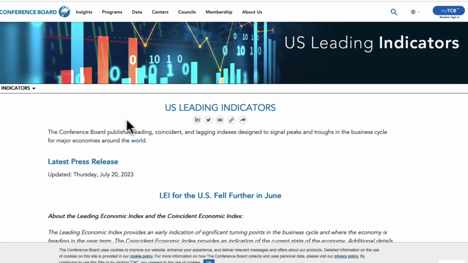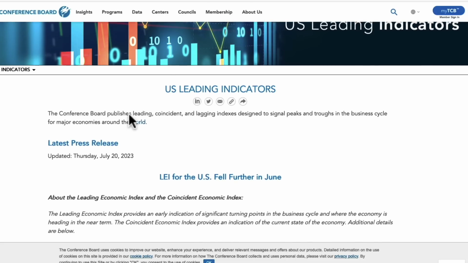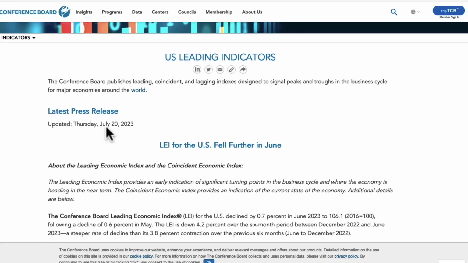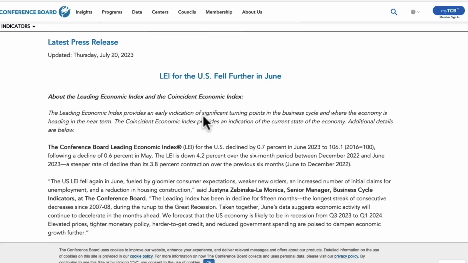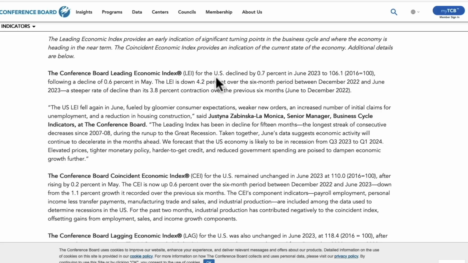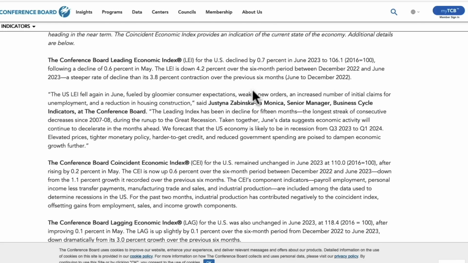Okay, before we get to earnings, I said I'd put this up here. U.S. leading indicators, released Thursday, July 20th. LEI for the U.S. fell further in June. LEI for the U.S. declined 0.7% in June 2023 to 106.1, following a decline of 0.6% in May. LEI is down 4.2% over the six-month period between December 2022 and June 2023, a steeper rate of decline than its 3.8% contraction over the previous six months.